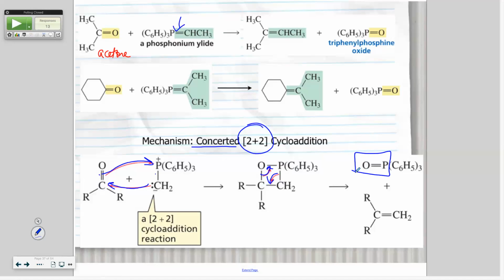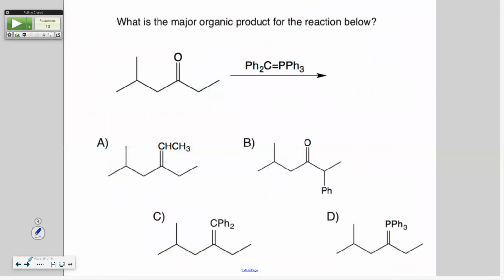Pretty straightforward. Somebody had an article about Wittig reagents. Who was that? I don't remember. I just remember somebody did because I remember looking at it.